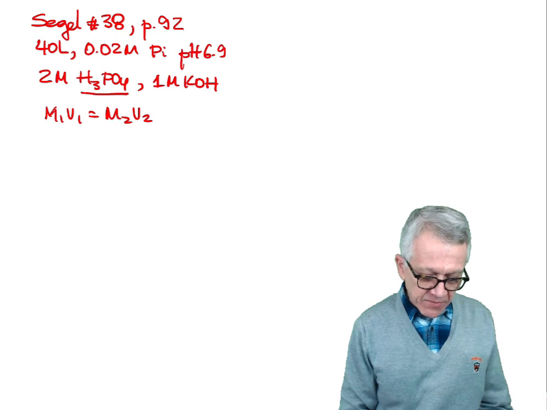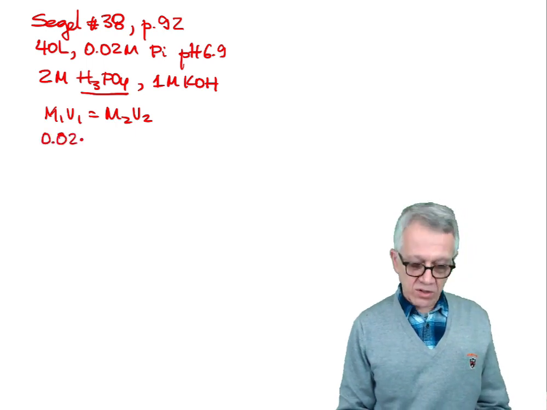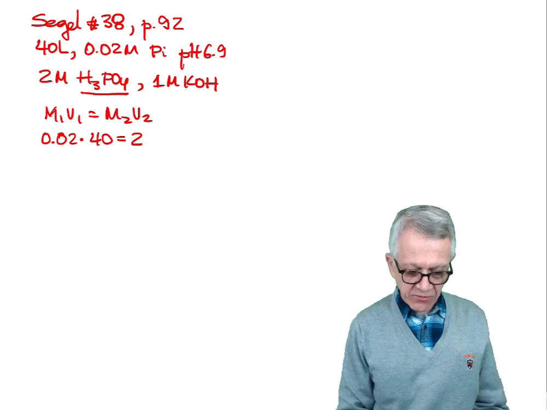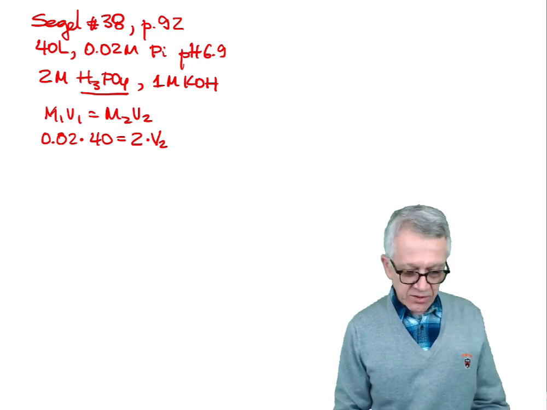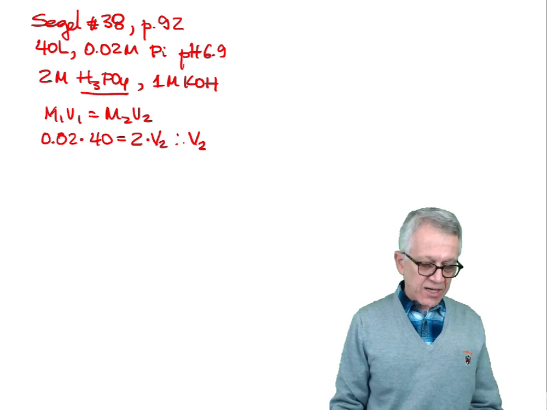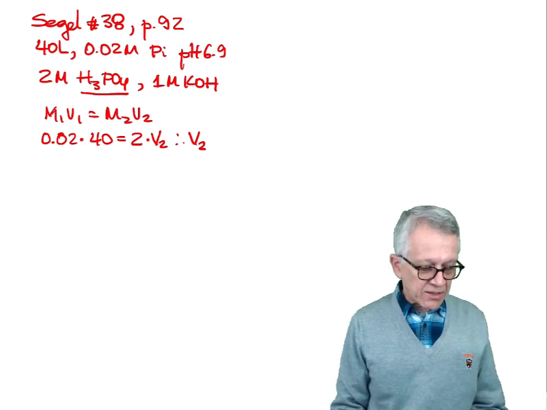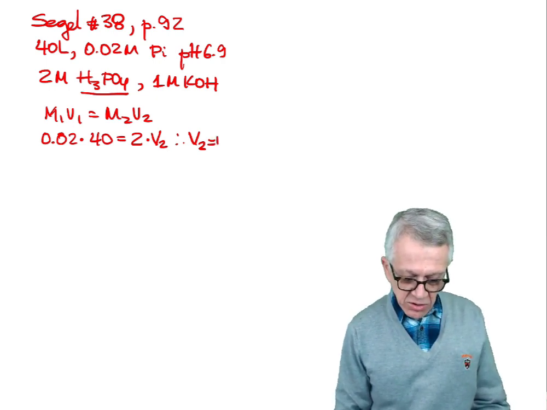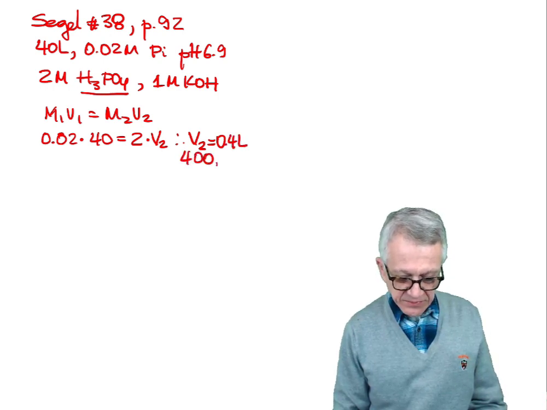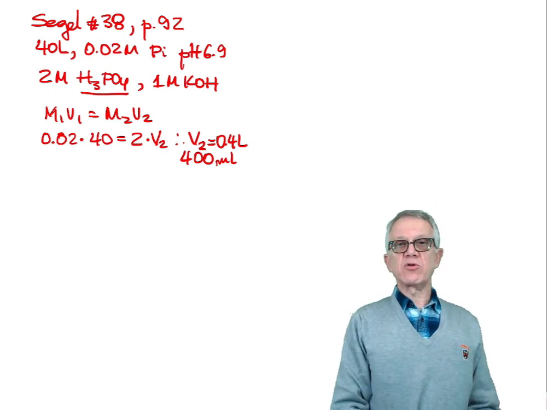So let's start in here. My final concentration is 0.02 molar, and I want 40 liters of this buffer. I'm going to start with 2 molar H3PO4, and I want to know which volume I'm going to need. Therefore, the volume is 40 times 0.02 divided by 2, which gives us 0.4 liters or 400 milliliters. Okay, so that will be what you need.